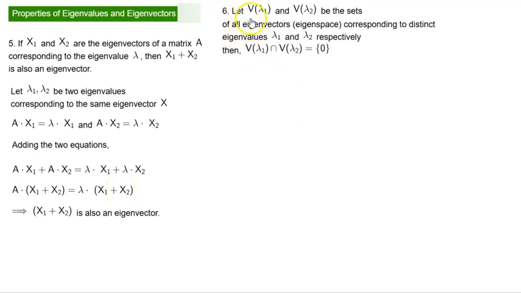Sixth, let V of lambda 1 and V of lambda 2 be the sets of all eigenvectors corresponding to distinct eigenvalues lambda 1 and lambda 2 respectively.